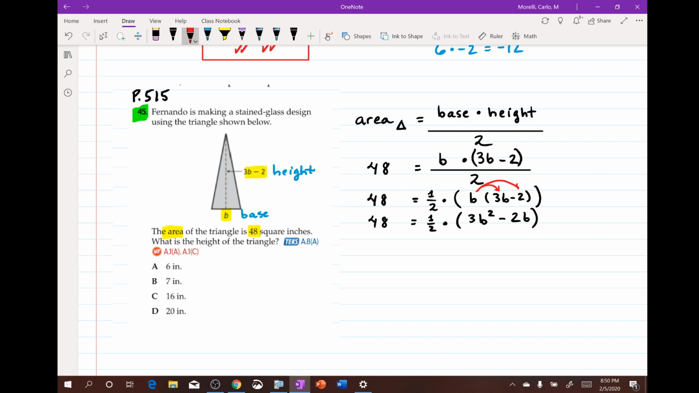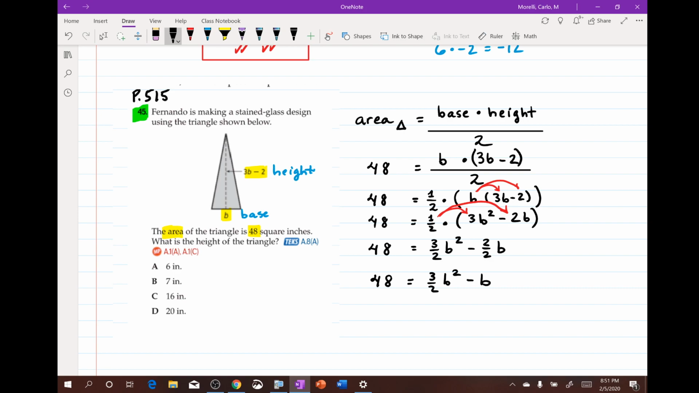Now we're going to distribute this 1/2 inside the parentheses. So we have 48 equals 3 over 2 b squared minus 2 over 2 b. Let's simplify that a little bit further. 48 equals 3 over 2 b squared minus, and then 2 over 2 is 1, so we can say b squared minus b.